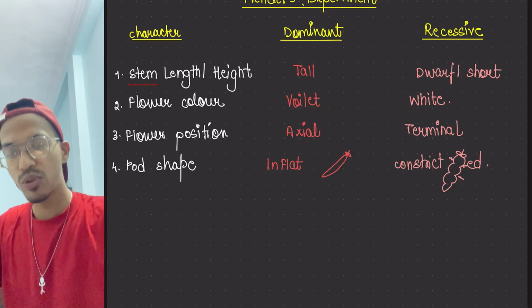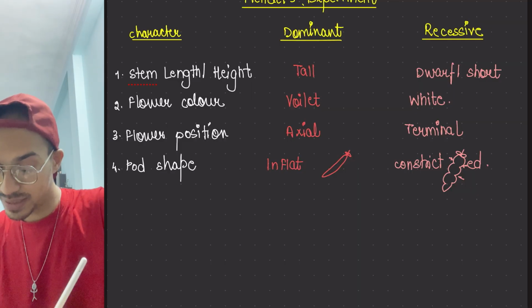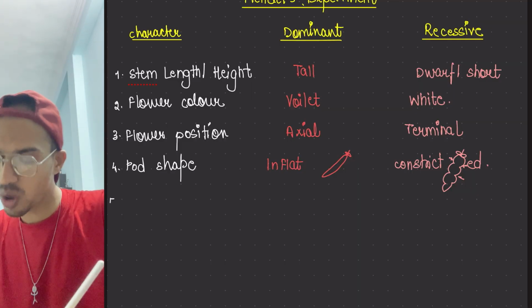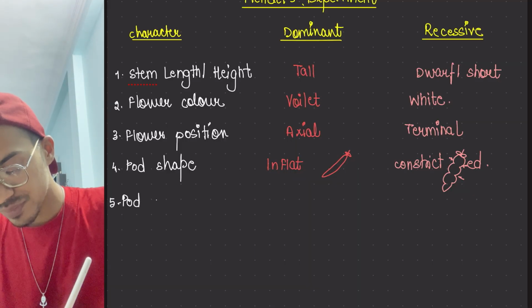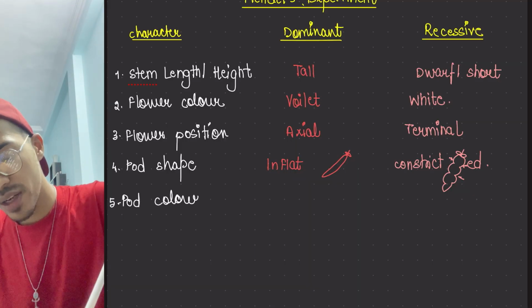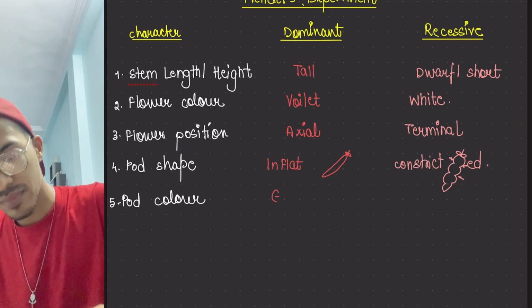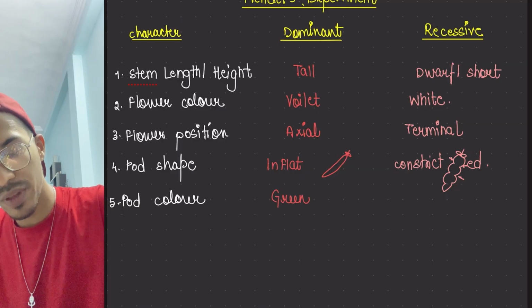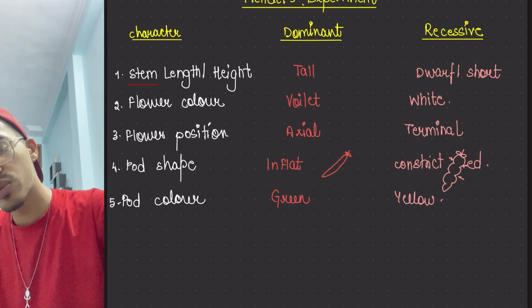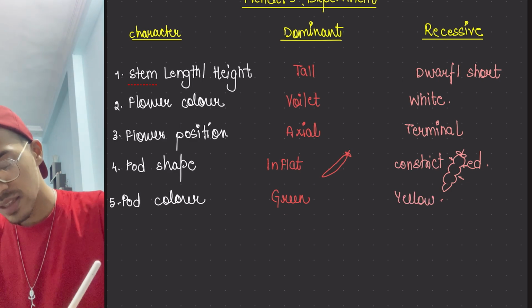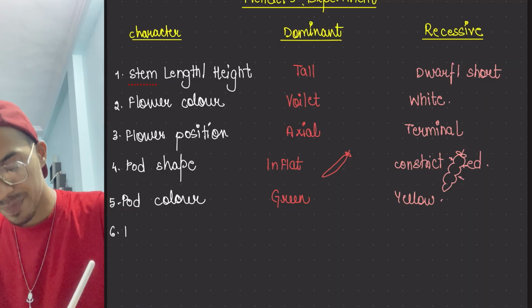Moving to the next thing, the color we have already discussed. The most common pod color is green. So the pod color is green, and the recessive is yellow. Remember it.